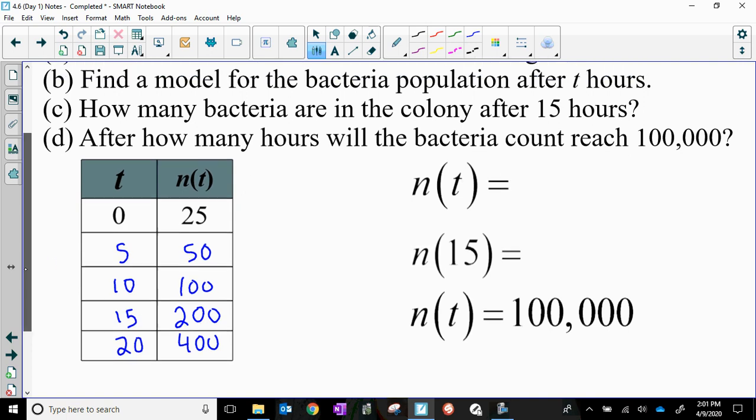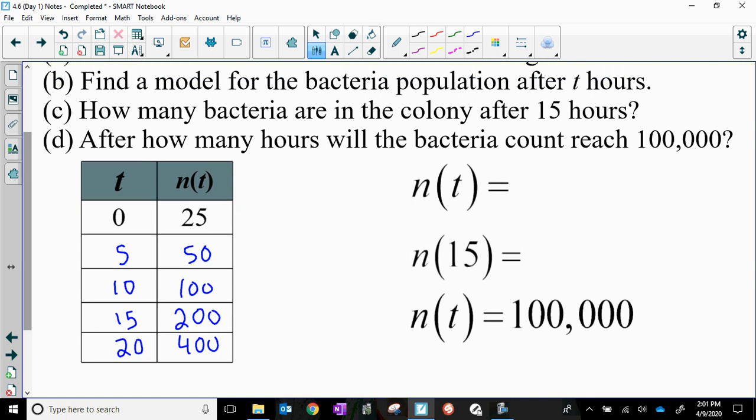So the next thing we're going to be asked to do is find a model for this. So that's the N of t. We're going to use function notation, the number of the population as a function of time. We're going to write that as a model here. So in order to write that model, what I'm going to do is write some work off the table and try to relate the t value we have into these numbers here.